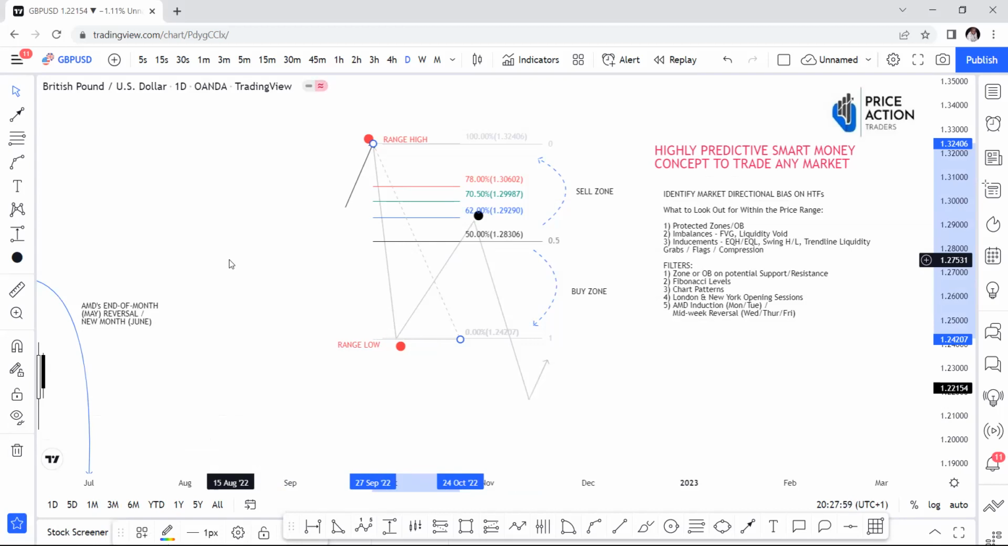Then another point you can use is the London and New York opening sessions. Very, very powerful. If you go to discover the London session, you use your 15-minute chart here. Once price retraces into the range above 50% on the daily chart, you look out for your London session.